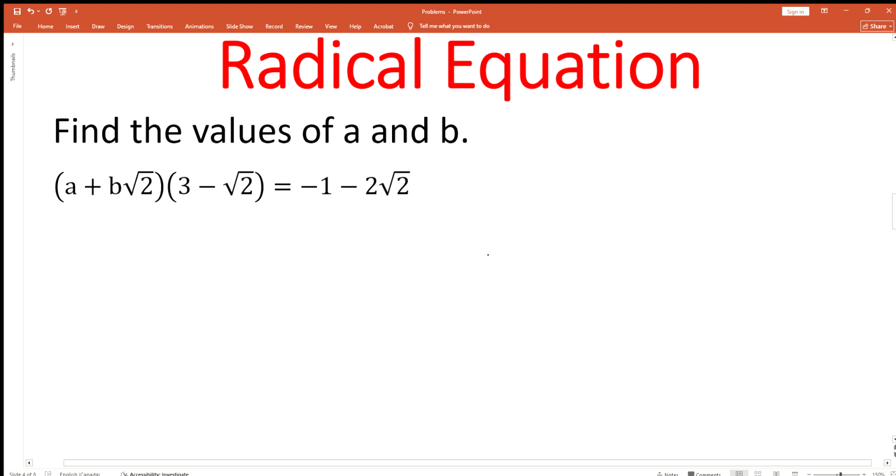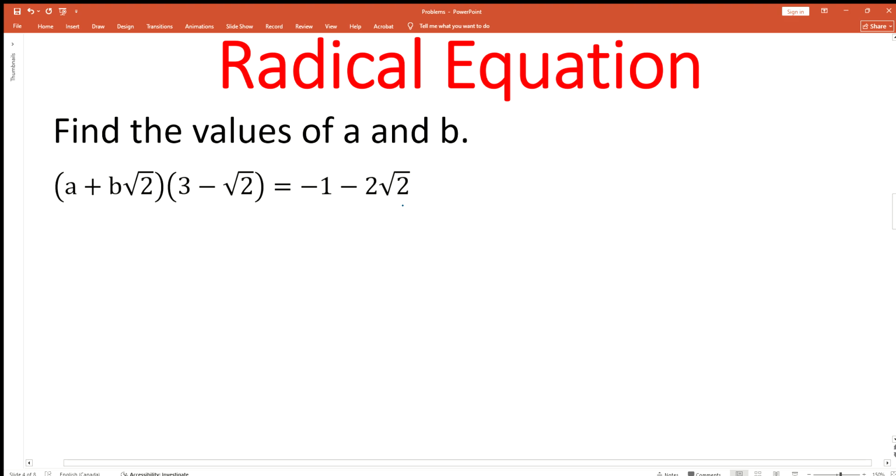In this video, we'll solve a radical equation with two variables. As per the problem, find the values of a and b. We are given the equation (a + b√2)(3 - √2) = -1 - 2√2. We have to solve this equation to find the values of a and b.